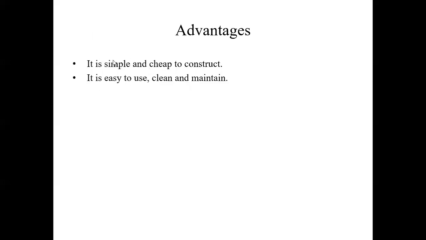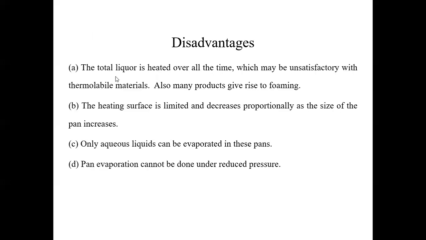Advantages of the conventional pan: it is simple, cheap to construct, and easy to use, clean and maintain. Disadvantage: the total liquid is heated all the time, which may be unsatisfactory for heat sensitive or thermolabile materials. Also, many products give rise to foaming, and the heating surface is limited and decreases proportionally as the size of the pan increases. Only aqueous liquids can be evaporated in these pans. Pan evaporation cannot be done under reduced pressure.